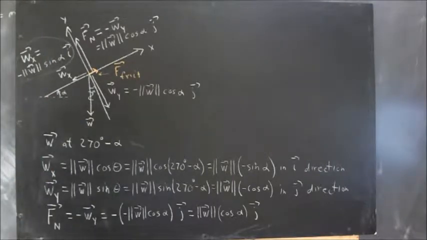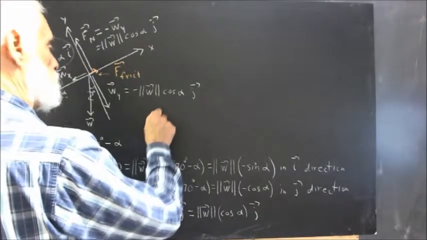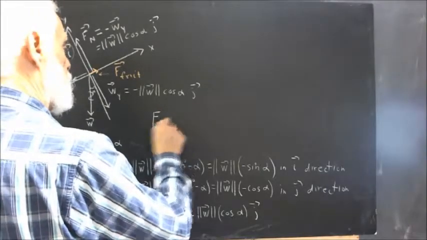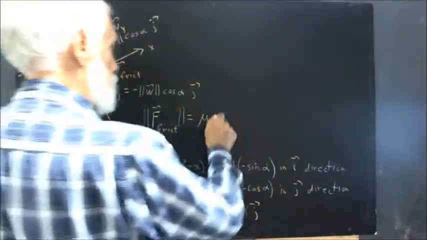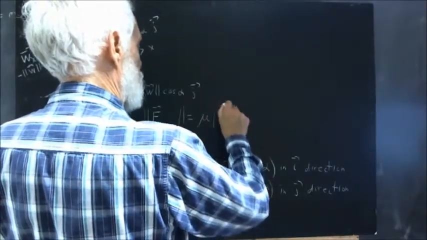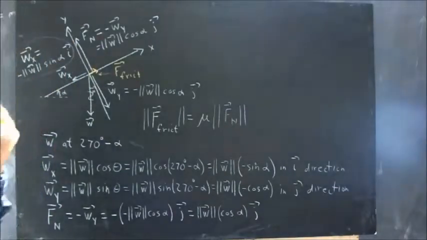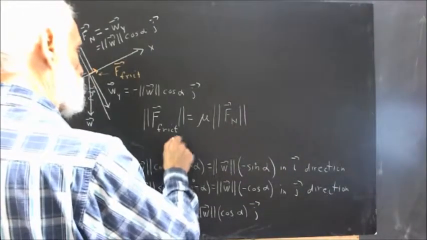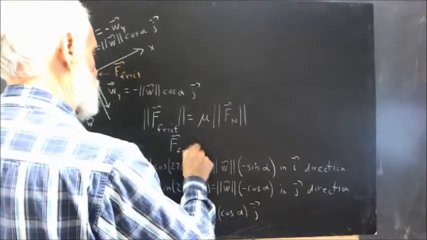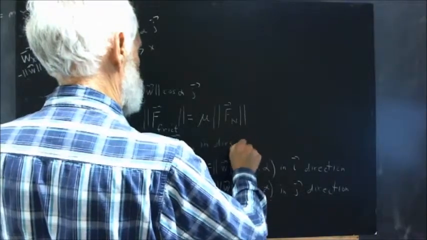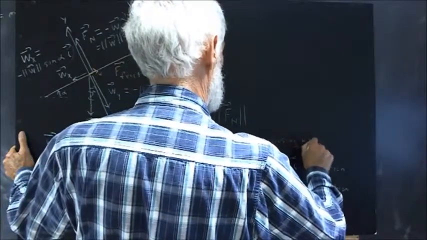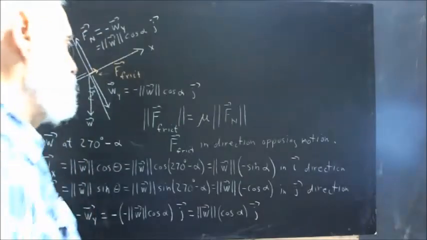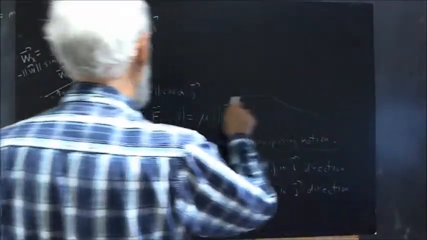Okay, now the other connection is that the magnitude of the frictional force is going to equal a coefficient of friction times the magnitude of the normal force, and the frictional force is in the direction opposing motion. So here we have the magnitude of the frictional force, the direction of the frictional force.